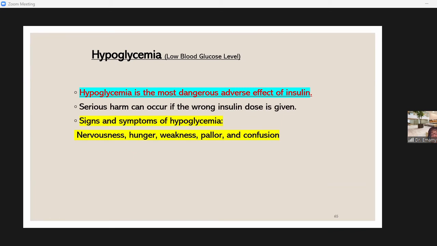Hypoglycemia is very scary, a very dangerous adverse effect of insulin and also anti-diabetic medication. Signs and symptoms of hypoglycemia: patient will feel hungry, very nervous, sweats a lot, weakness, pale, patient would be confused, and you should immediately give your patient a sweet. For example, if patient is still awake and can eat or drink, give patient orange juice or, for example, non-diet soda. If patient cannot drink anymore, if patient is confused, then you can give IV glucose.